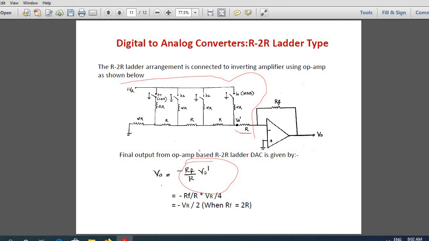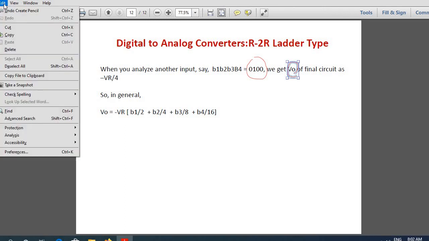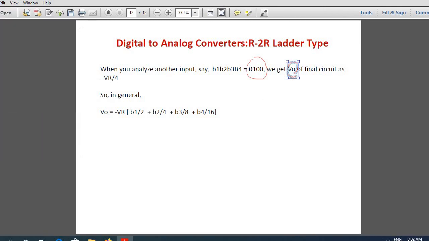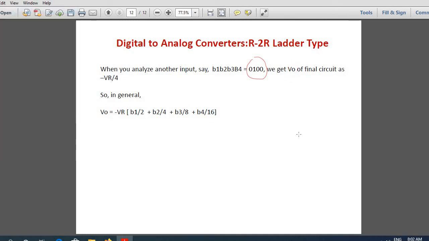Now, this is for just one data word we analyzed. We just analyzed the 4-bit data 1, 0, 0, 0, where only the most significant bit is 1. Now you can analyze another data word like 0, 1, 0, 0. You can analyze it and get the final op-amp output, including the minus RF by R into V naught dash. You get that value as minus VR by 4.